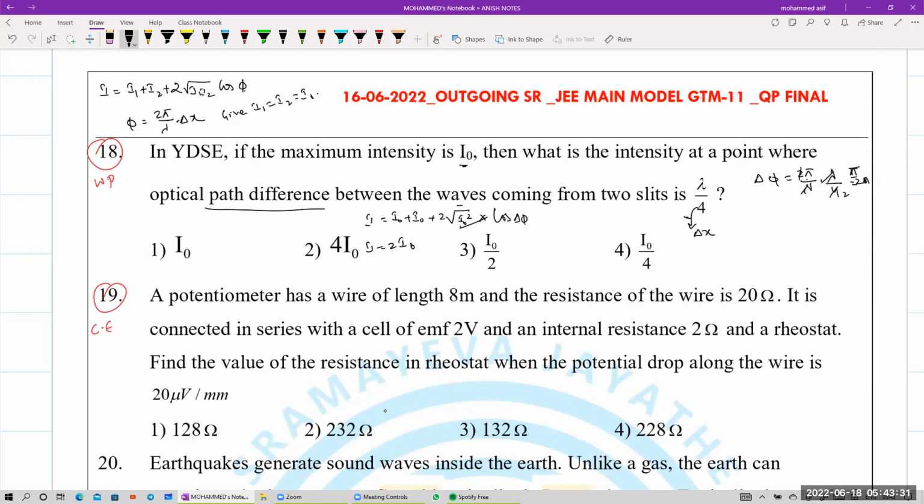What is asked is: if the maximum intensity is I naught, then what is the intensity at a point? That means I naught will become I divided by 2. So that is the third option.